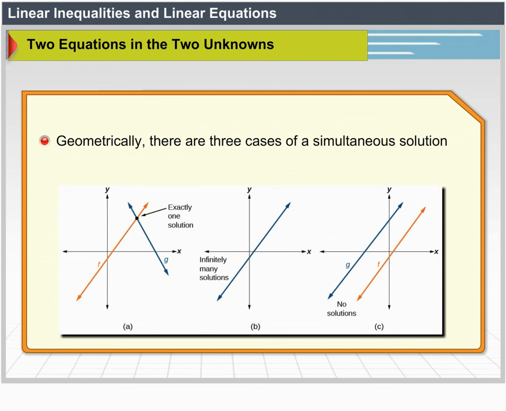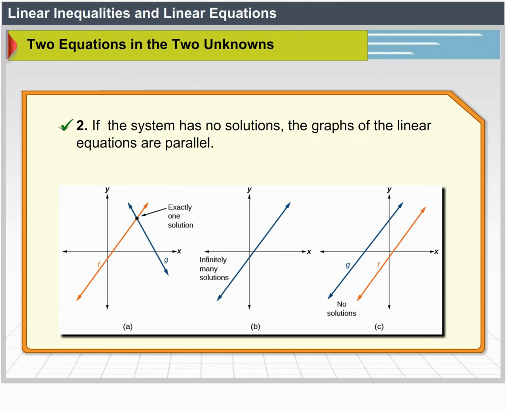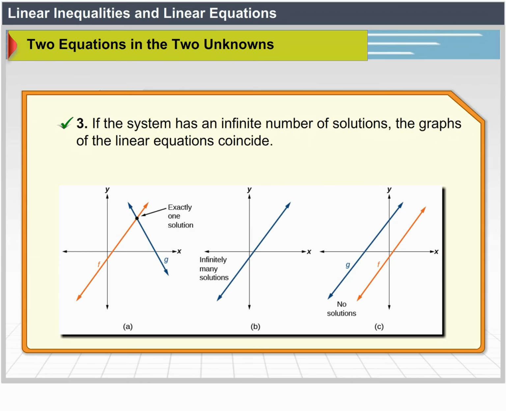Geometrically, there are three cases of simultaneous solution. One: if the system has exactly one solution, the graphs of the linear equations intersect in one point. Two: if the system has no solutions, the graphs of the linear equations are parallel. Three: if the system has an infinite number of solutions, the graphs of the linear equations coincide.